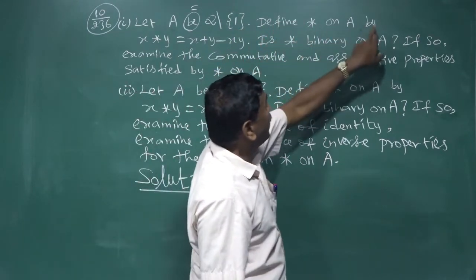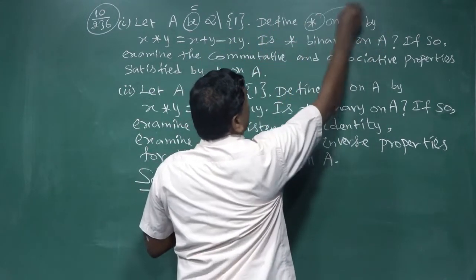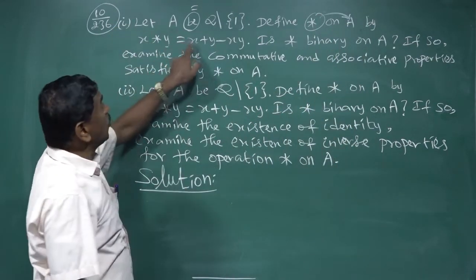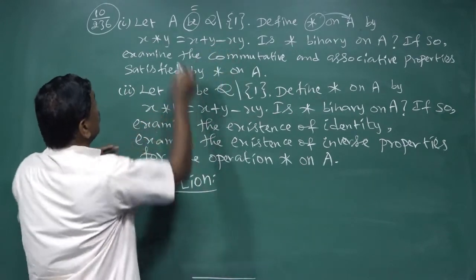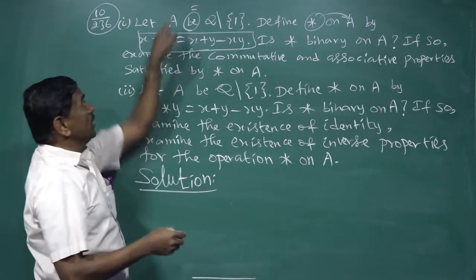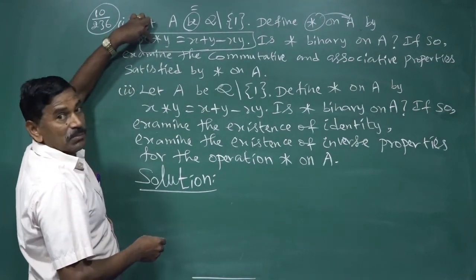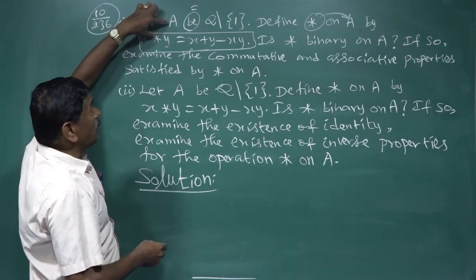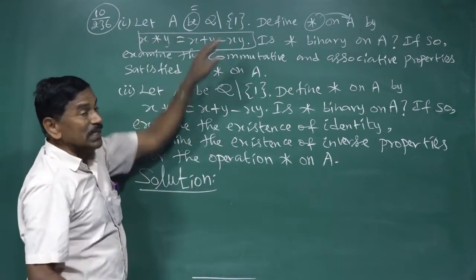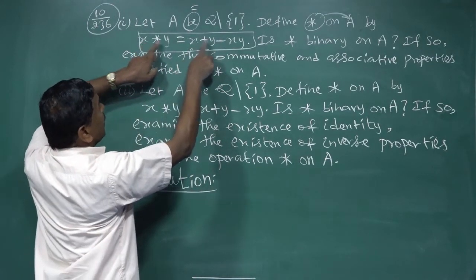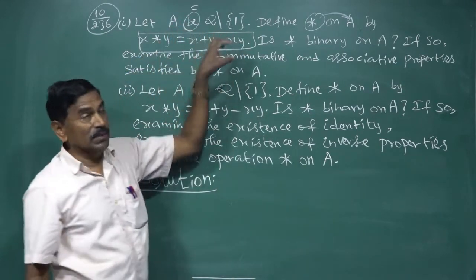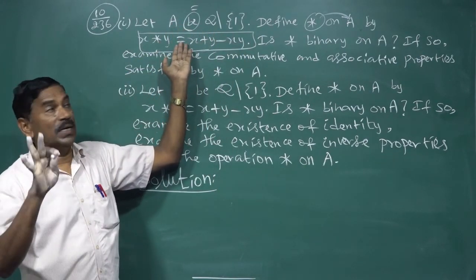Determine star on A by x star y is equal to x plus y minus xy. So, which is the condition? This condition is very important. Here, A is a set and star is the operation, where star is defined between two elements, meaning its answer is given by, listen, first element plus second element minus first element into second element. That is the condition. So, we want to use this condition every time. That is very, very important.